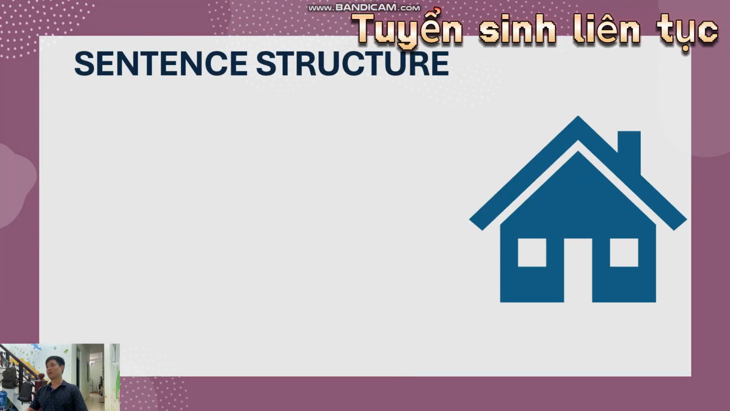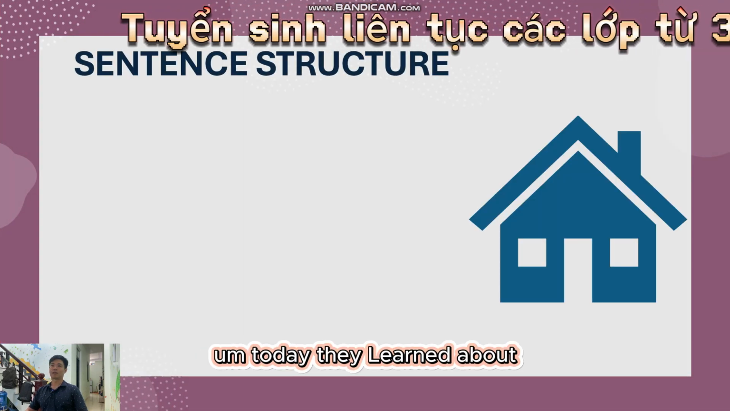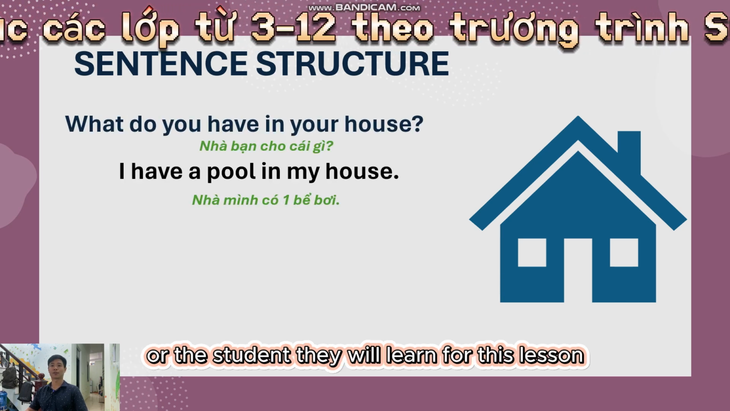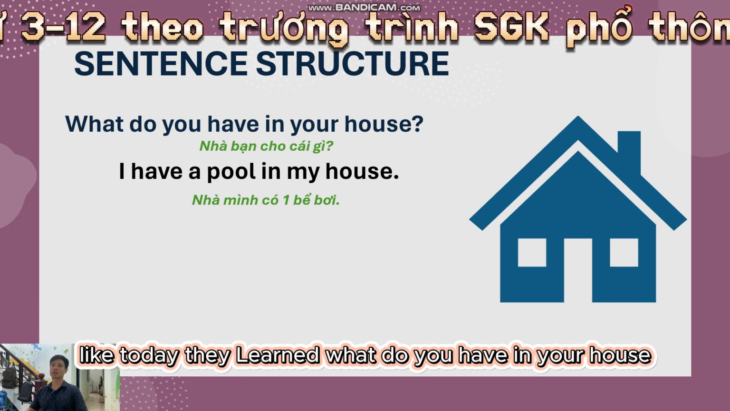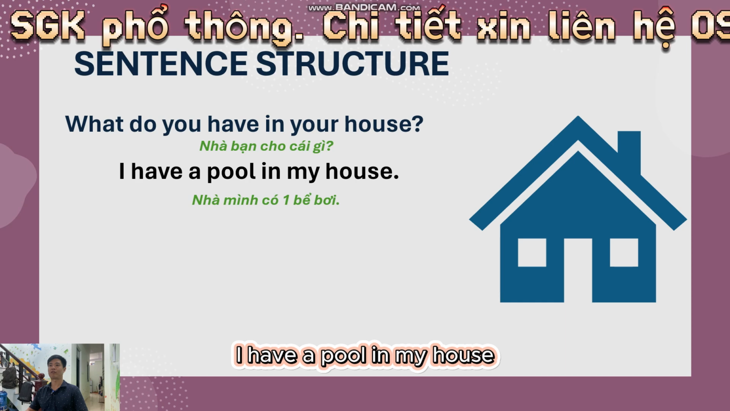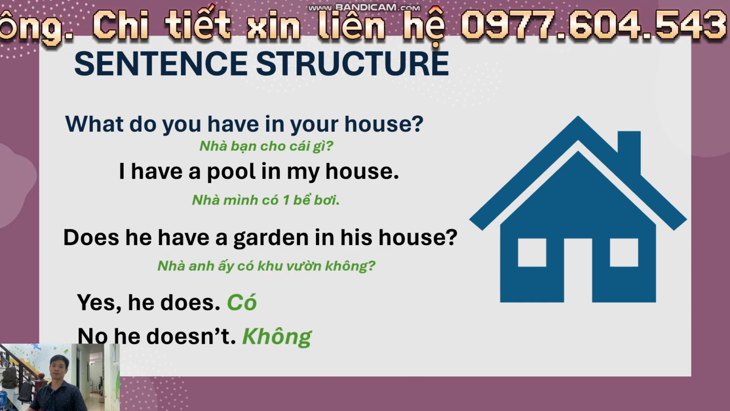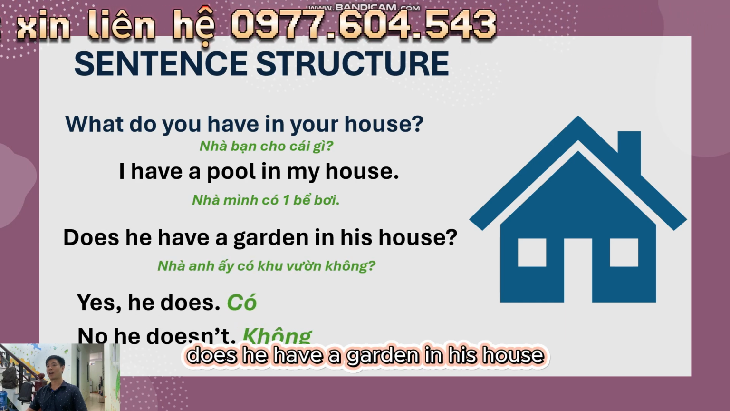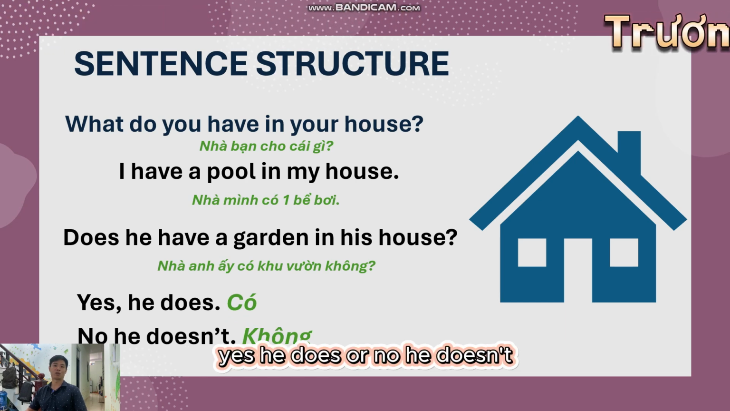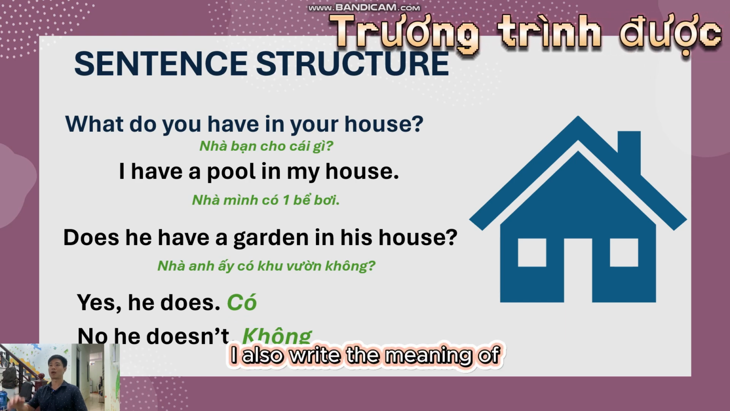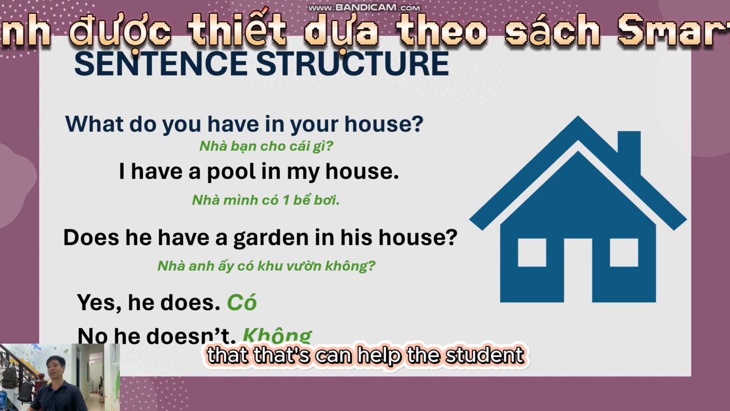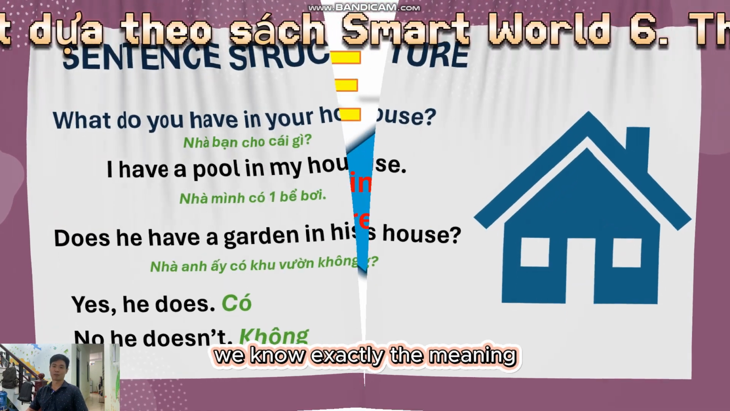Today you can introduce the sentence structure that the students will learn in this lesson. Like today they learned: What do you have in your house? I have a pool in my house. Does he have a garden in his house? Yes, he does, or no, he doesn't. I also write the meaning of that sentence in Vietnamese. That can help the students know exactly the meaning.